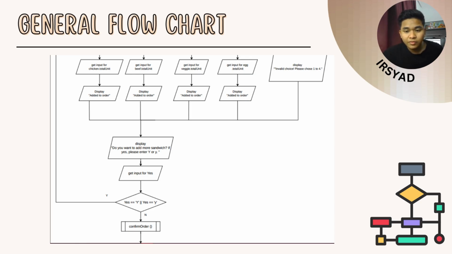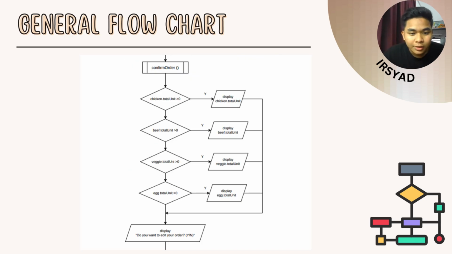Next, this flowchart outlines the sandwich ordering process, where the system collects input for the different sandwich types, confirms each addition to the order, and prompts the user to continue or finalize the order based on their response. Okay, next, order confirmation. This flowchart represents the order confirmation process where the system checks and displays the quantity of each sandwich type ordered and then prompts the user to decide whether they want to edit their order.